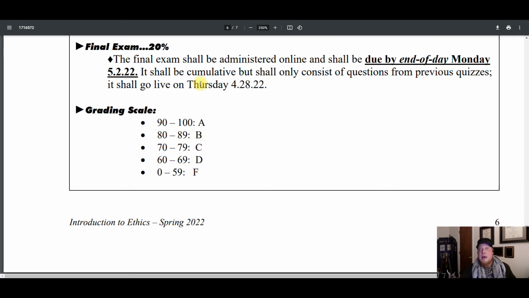Now, again, the final exam is the greatest hits of the 6 quizzes. The final exam is cumulative, but it literally only consists of questions that you will have already had from previous quizzes. So nothing new. It's just a wrap up and a review of all the stuff that you've already done. And unlike the other items that were worth 8% of your grade, this is worth 20% of your final grade. So that wraps it up for assignments.